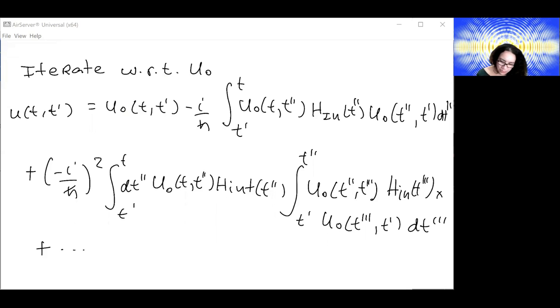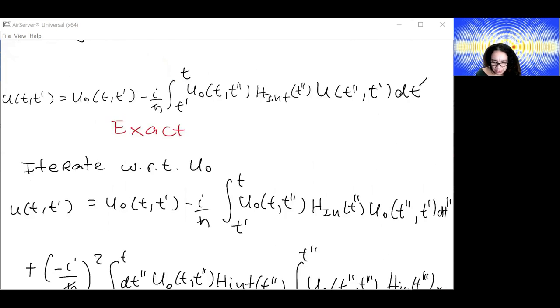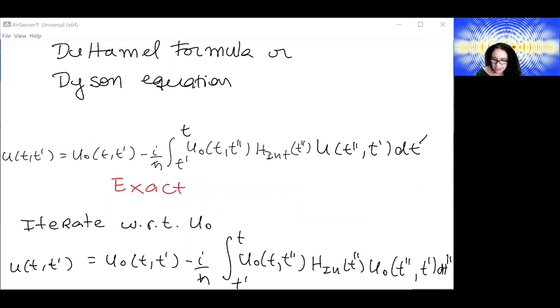Plus, then you have, so what you see is this here, for instance, is what you would have in first order perturbation theory. This would be second order perturbation theory. And this here is if you want to do third order and so forth. So what you do is you get this expression and you iterate over and over and over again.